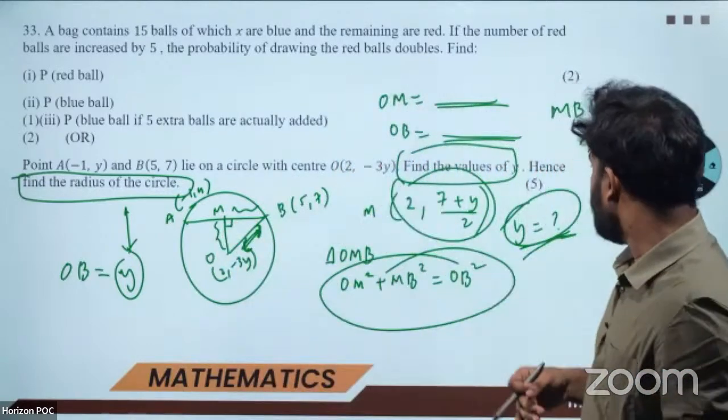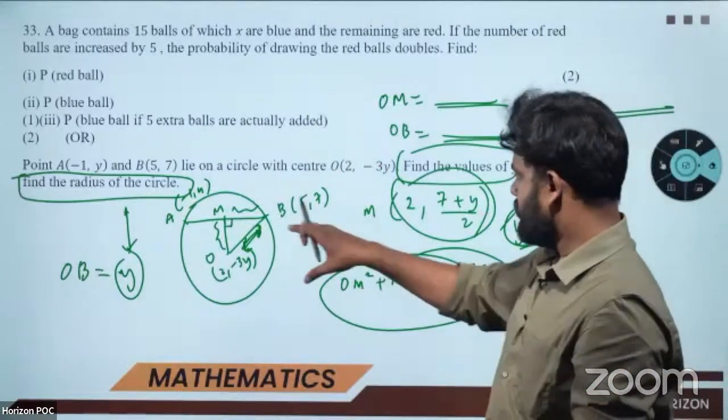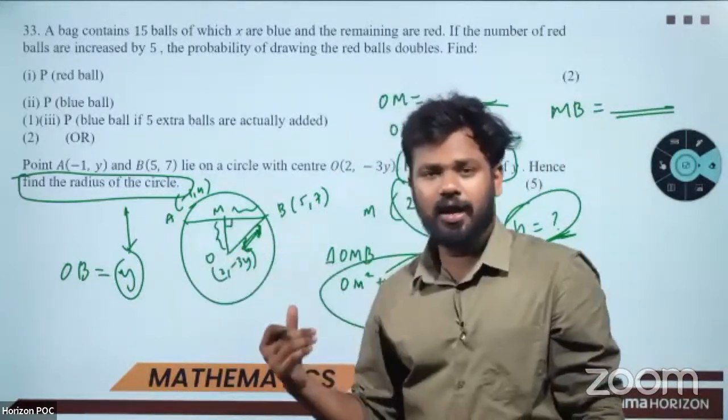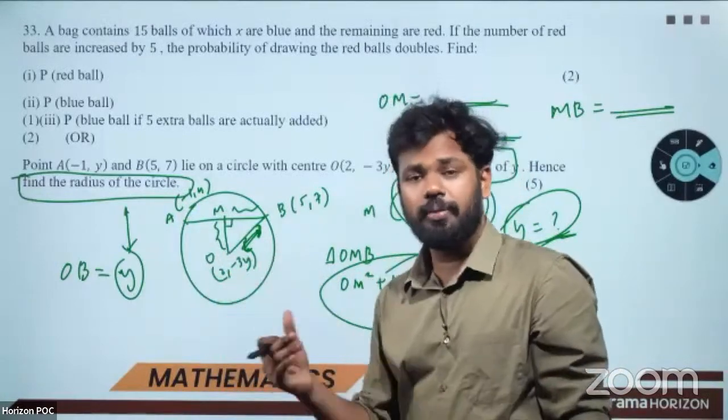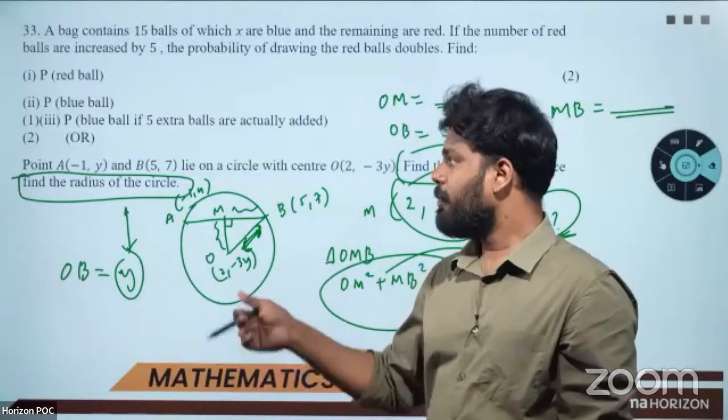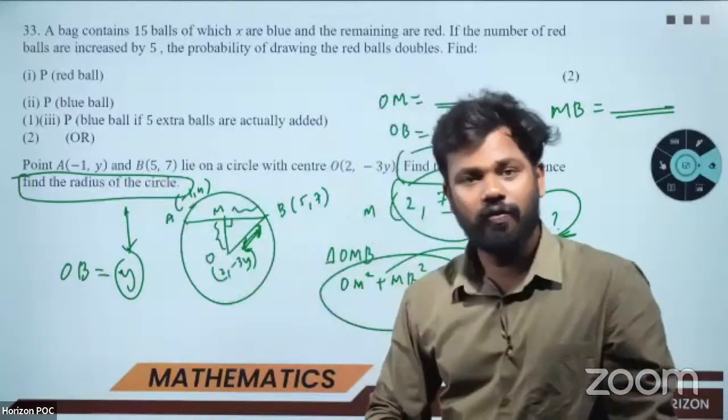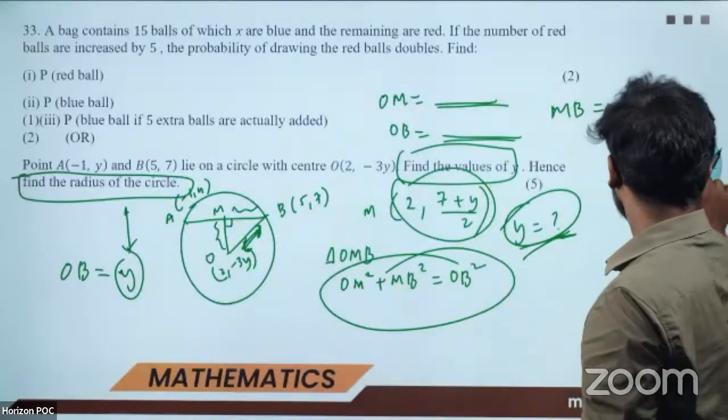And I have left that question to you guys. Just draw the circle, take OM, MB, and OB, and take the squares and use Pythagoras theorem and get the value of Y. Once you get the value of Y, put that here in OB, get the value of the radius of the circle. Clear? Okay.